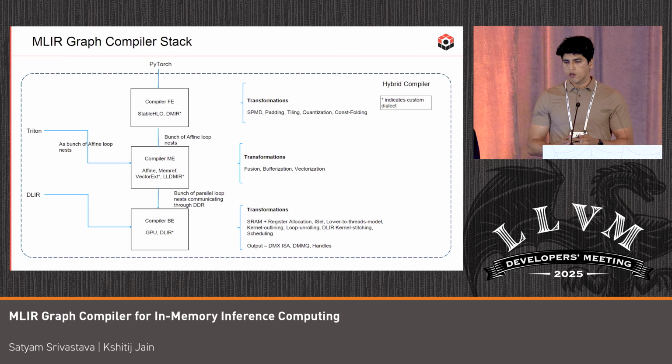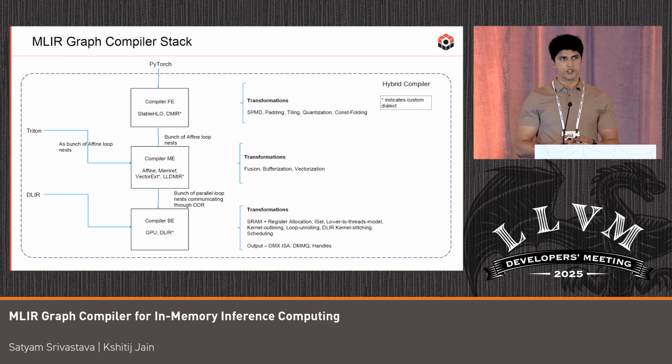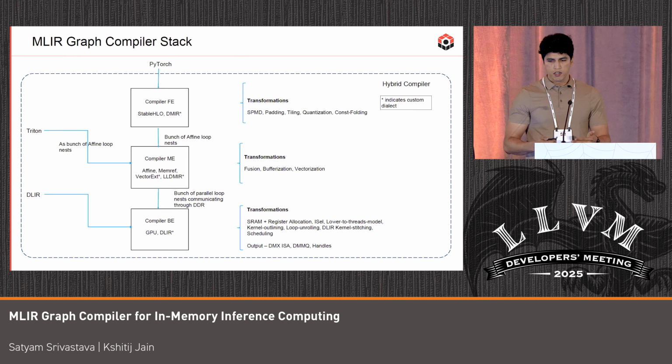In the front end, we perform SPMD-based partitioning, padding, tiling, quantization into our numerics, and constant folding. The output of this phase is a bunch of affine loops that are operating over tensors. Then comes the middle end. In the middle end, this is where Triton integrates into our compiler as a bunch of affine loops.